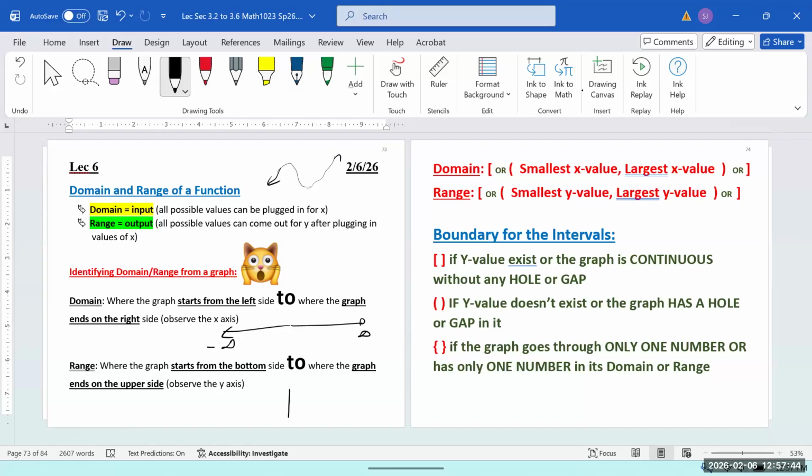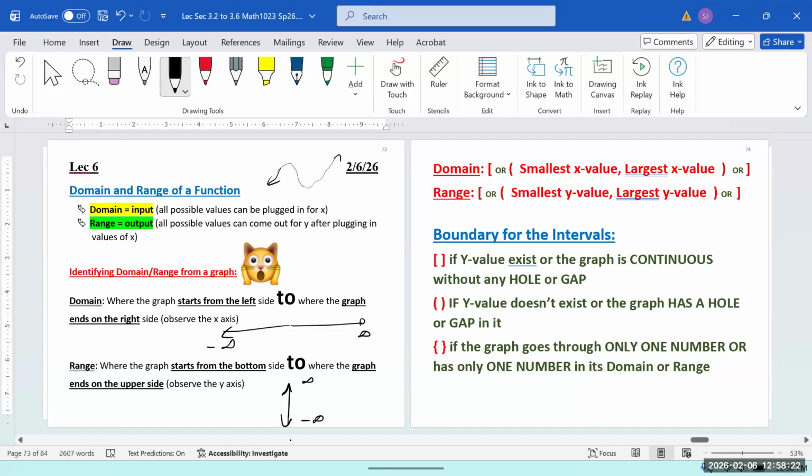And for range, we look at upward and downward. So downward, we have negative infinity, upward, we have positive infinity. So you observe the graph on the y-axis and you include the lowest y to the highest y. You don't list them, you list as an interval. So in general, when you write in interval notation, we write domain as the smallest X value, comma, the largest X value you see in the graph. For range, it's the smallest y value, comma, the largest y value you see in the graph.